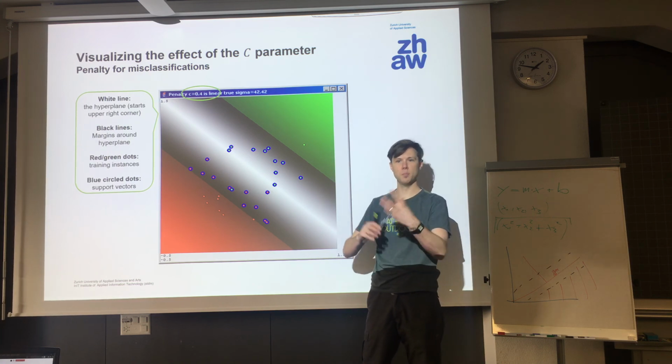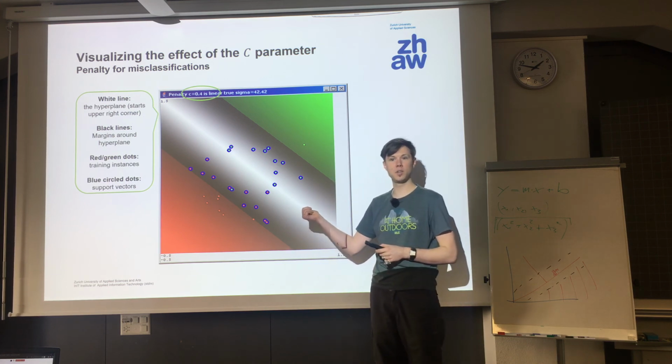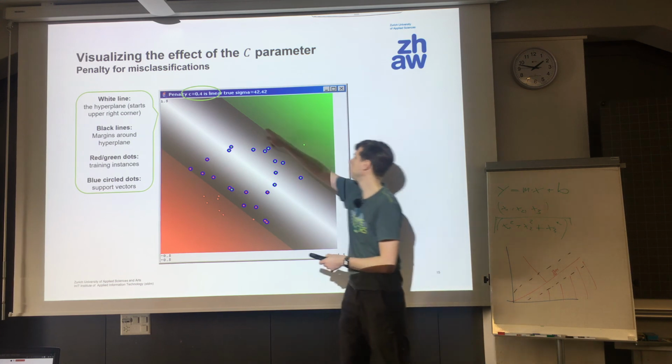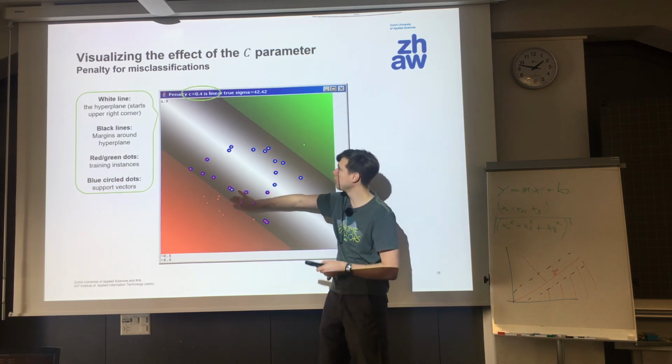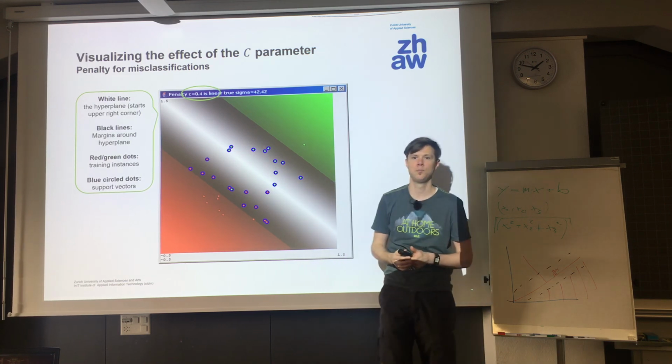Can we have in 2D more than 3 support vectors? We can in the case of mislabeled data points, because not only the points on the margin, but also all the points on the wrong side of the margin or in the margin are support vectors.